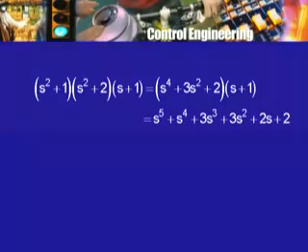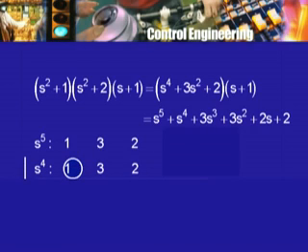Let me check. This is s^4 plus 3s square plus 2 into s plus 1. So s to the 5 plus s to the 4 plus 3s cube plus 3s square plus 2s plus 2. So that is the polynomial. Now let us start our Routh table. So s to the 5 I will get 1 3 2. s to the 4 I will get 1 3 2.